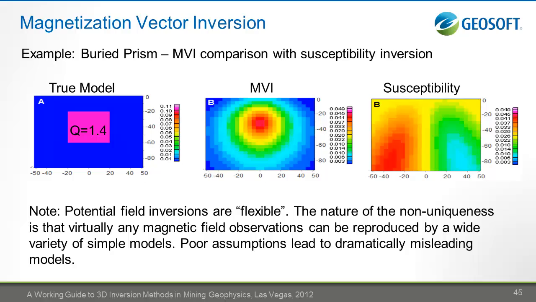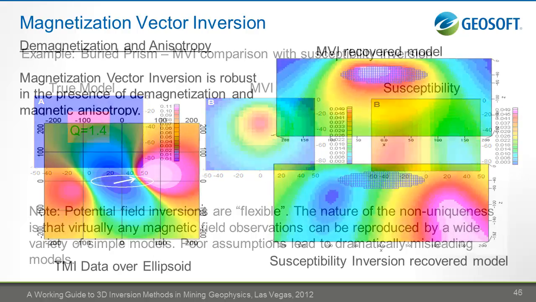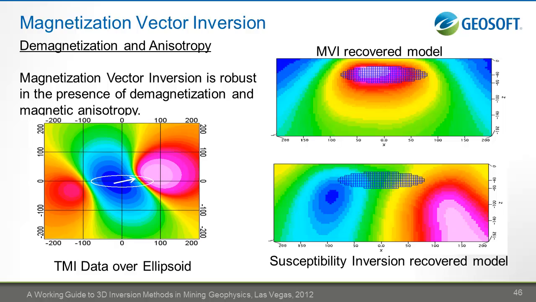So now let's come back to the magnetization vector inversion applied to anisotropy and demagnetization. I'd shown you this image earlier. This is the TMI over the magnetite ellipsoid, and this was the susceptibility inversion. You can see the high on one side, the low on the other, and this is the true ellipsoid. So this is a very poor recovery of this model. Now here's the magnetization vector inversion result for that same ellipsoid, that same data, and you can see that the recovered model is a much better representation of the true ellipsoid.